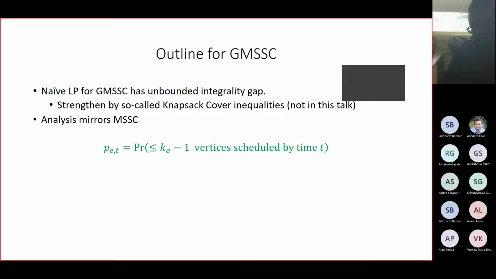But now the edge is covering requirement KE, which is more than 1. So now the edge is uncovered if at most K minus 1 vertices have been scheduled by time t. And that's the bad case.